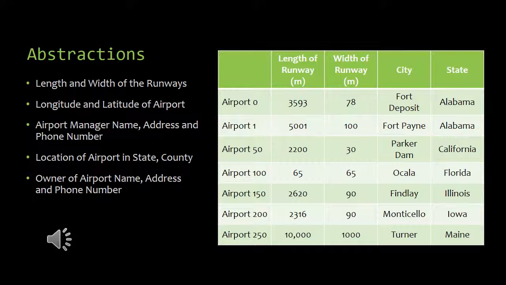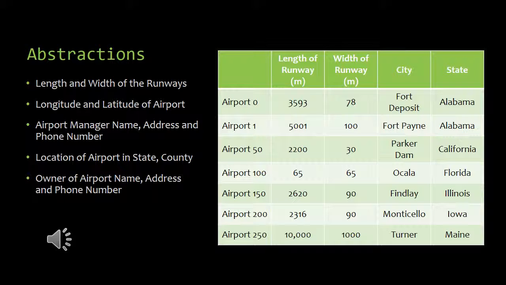My abstraction of the data is broken down into length and width of runways, longitude, latitude of airports, the airport manager name, address, phone number. There was also the airport owner, address, name, and phone number, the location of the airport in city, and county, and state.